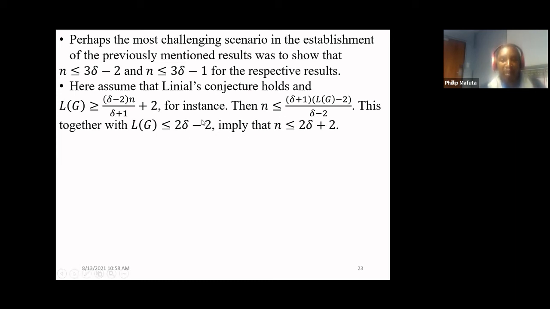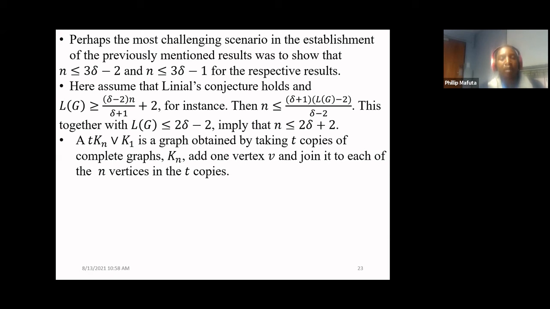So if you are to go back to a conjecture by Mukwembi, which says when L(G) is at most 2 delta minus 2, we plug into this, you get n at most 2 delta plus 2. So you can see that this upper bound n at most 3 delta minus 2 can easily be established if Linial's conjecture is proved. So in one line, you can get a solution rather than such long methods which we used in the papers.